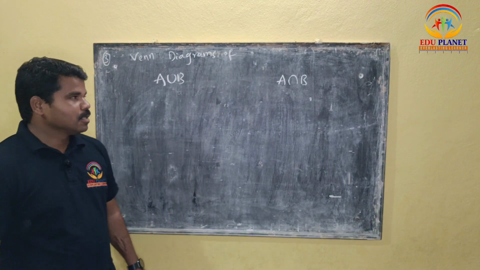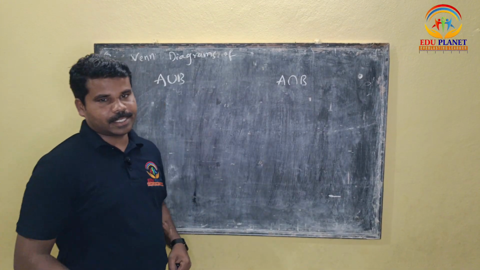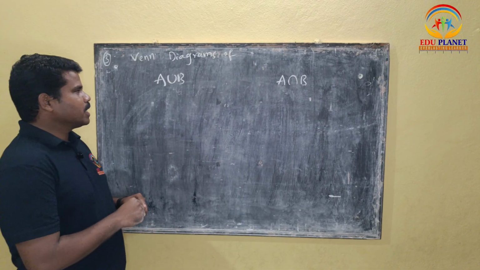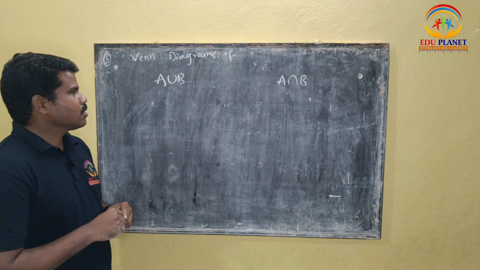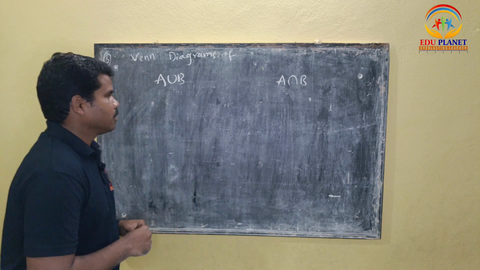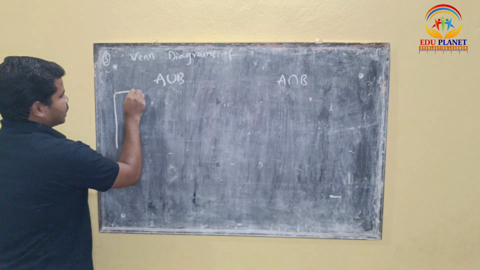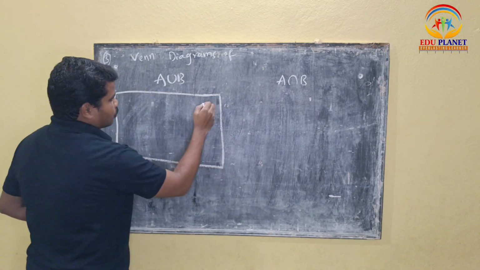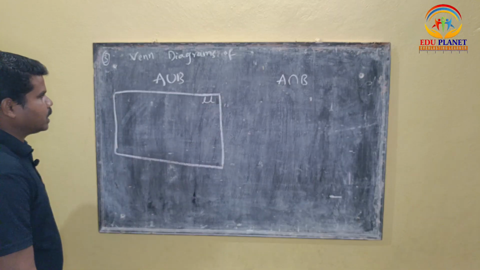The third question is draw Venn diagrams of A union B and A intersection B. Students, no need to get confused. Here for sets A and B they have not provided any values. So this solution can easily be done without having elements also. That is how we will see. First of all, to draw the Venn diagram, take a rectangular box. So this indicates mu. Mu means universal set.